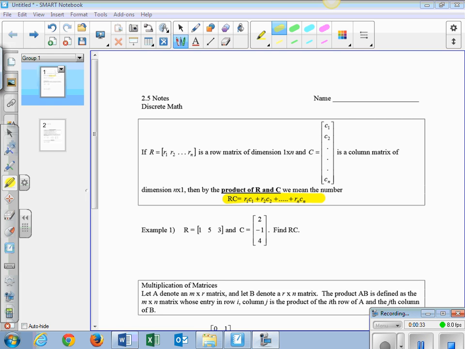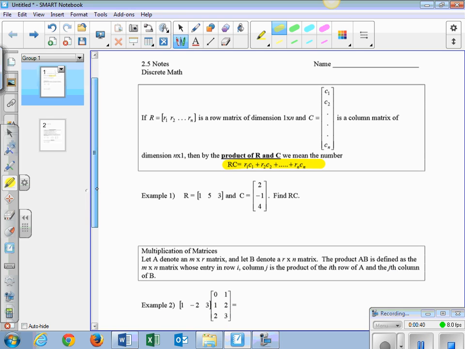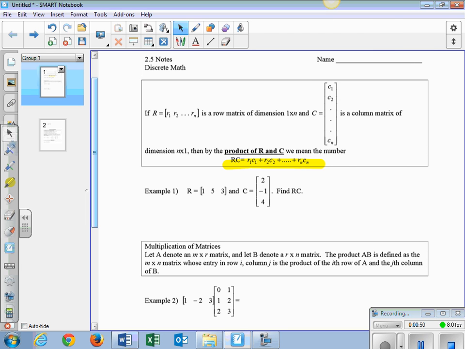So we multiply each row times a column, and I'll show you how we do that. I think it's probably easier just to show by example here. So looking at example 1, I need to multiply R times C. So if you look at this, please notice that on the left side I have an R, and on the right side I have a C. You have to multiply in the order that you see it.